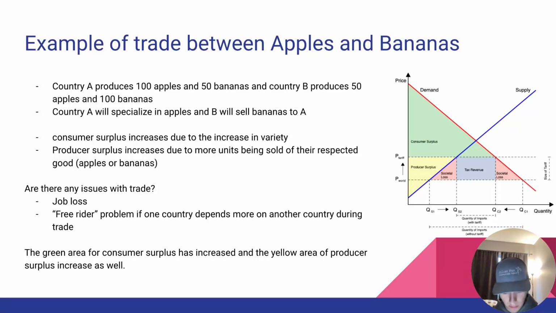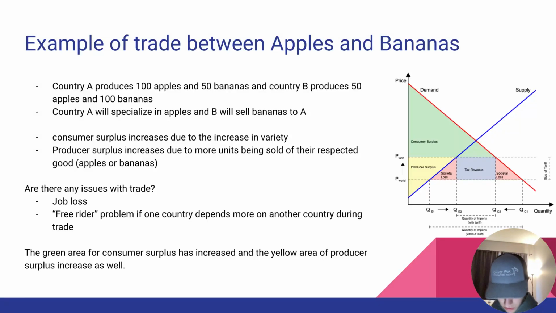For a real world example, trading apples and bananas between countries A and B, we can assume that country A produces 100 apples and 50 bananas, and B produces 50 apples and 100 bananas. Country A will specialize in apples, and B will sell bananas to A, and vice versa.